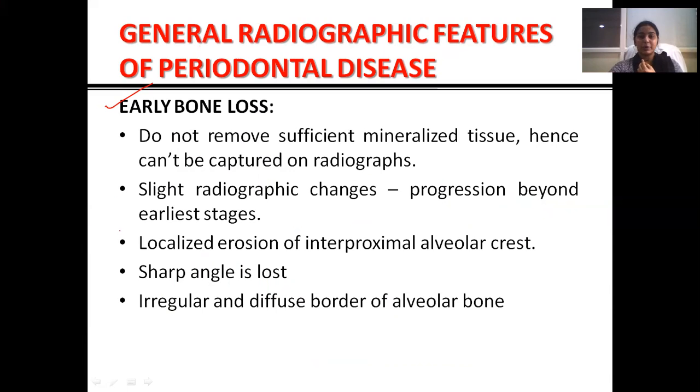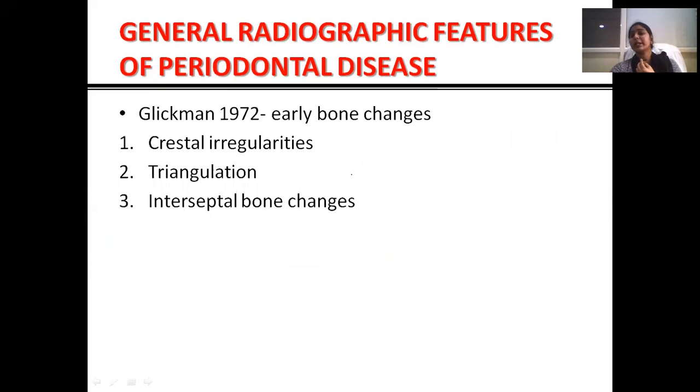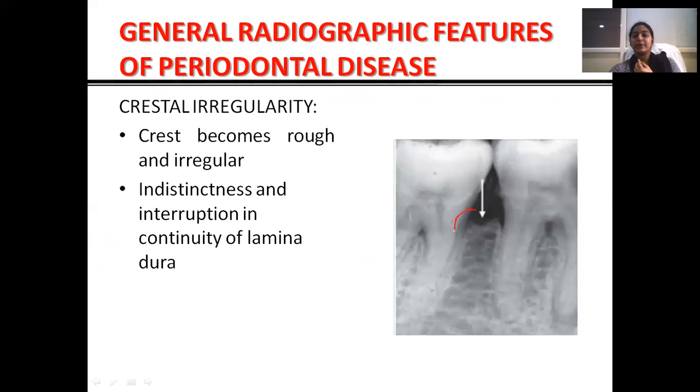So how do you know that the bone loss is occurring? So there will be localized erosion of the interproximal alveolar crest. Remember, I told there is a sharp angle in between the alveolar crest and lamina dura. So this sharp angle is lost. There will be irregular border of the alveolar bone. So Glickman has stated 3 early bone changes. The first one is the crestal irregularity. So here you can see the irregular alveolar bone, irregular and rough alveolar bone, and there is also the loss of the sharp angle in between the alveolar crest and the lamina dura.